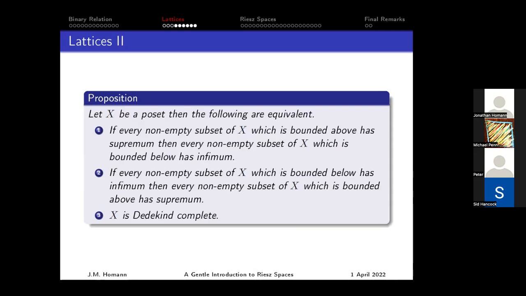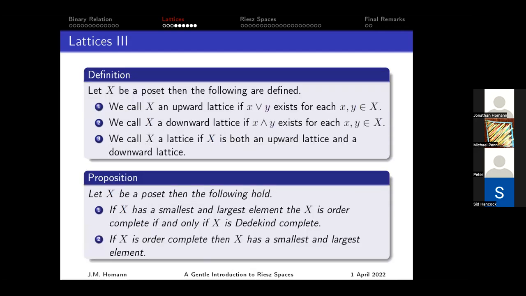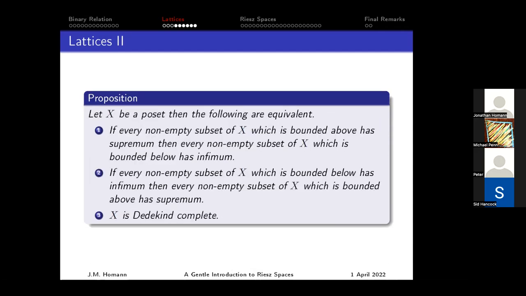Oh dear, where's the proof? I don't know where the proof has gone. So we'll have to talk our way through this one.